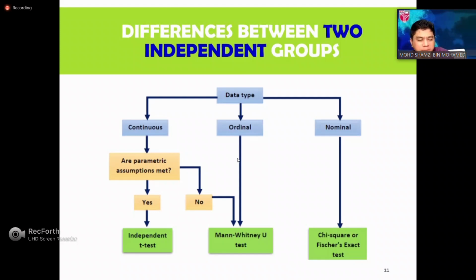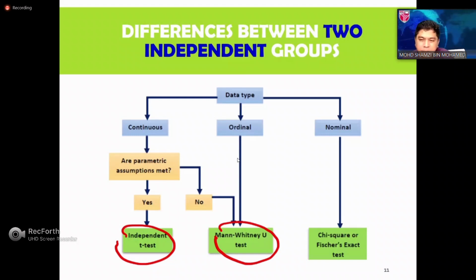For the difference between two independent groups, of course with continuous data, it is the independent t-test. But for ordinal, straight away it is the Mann-Whitney U-test. For nominal type of data, sometimes you can use this with nominal also, not particularly restricted to ordinal, because it is two groups, two samples. Maybe those two samples have no particular order, so you can actually use it with nominal.